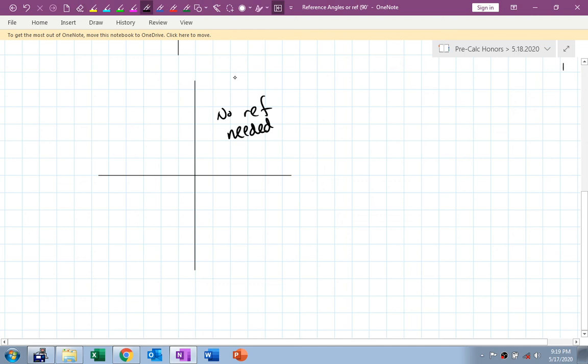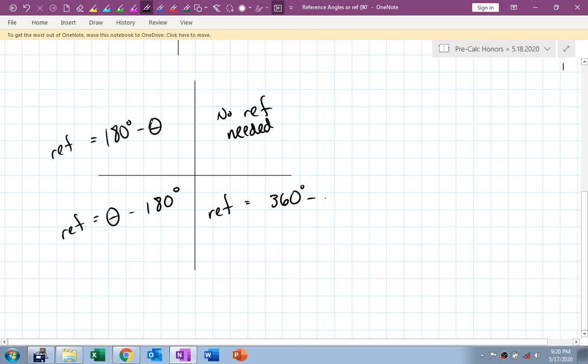But to do it here, what you're going to do is take 180 minus your angle, and that equals your reference angle. That's only in quadrant 2. In quadrant 3, you do your angle minus 180. Then, if you're in the last quadrant, in quadrant 4, you do 360 minus your angle.